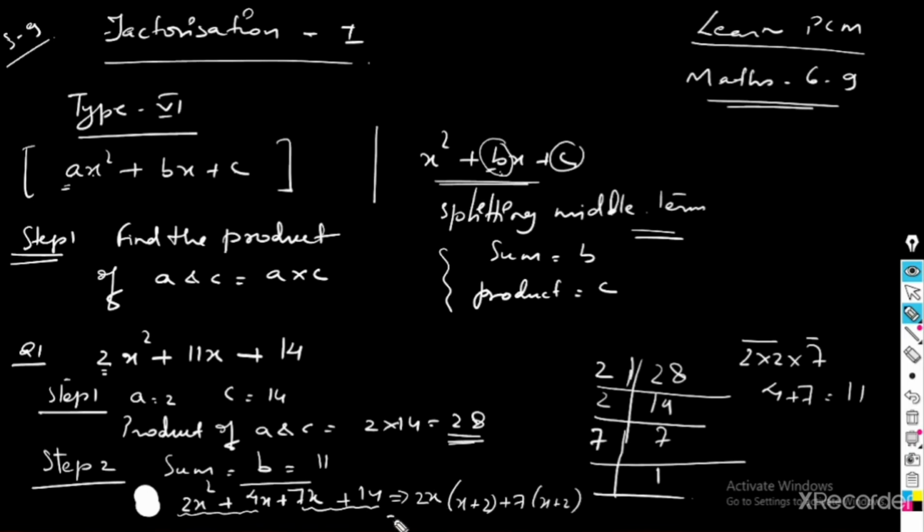Now again you will see x plus 2 is common in both, so it is x plus 2, and then further 2x plus 7. So these two are your factors. This is one factor and this is another factor. Okay, understood? These two are the factors and you will get the factorization like this. I hope you have understood.